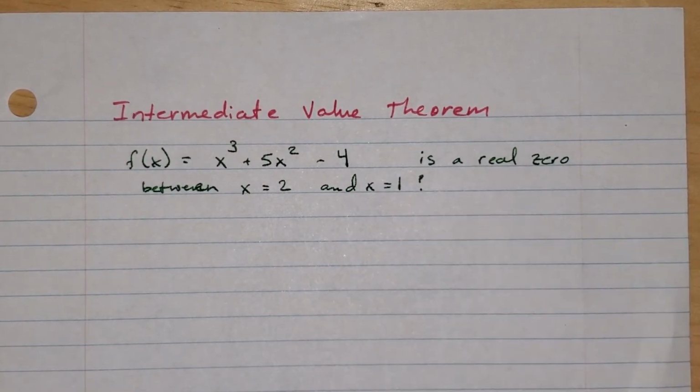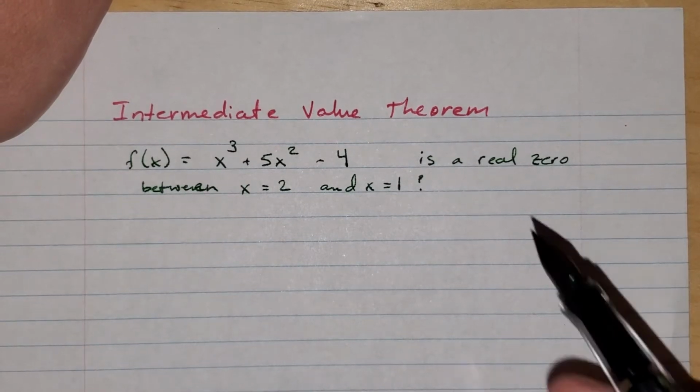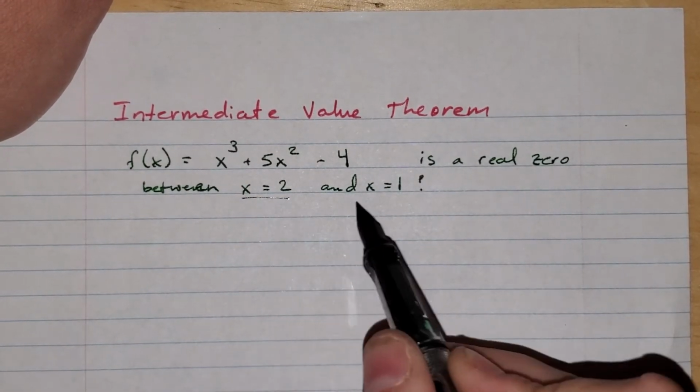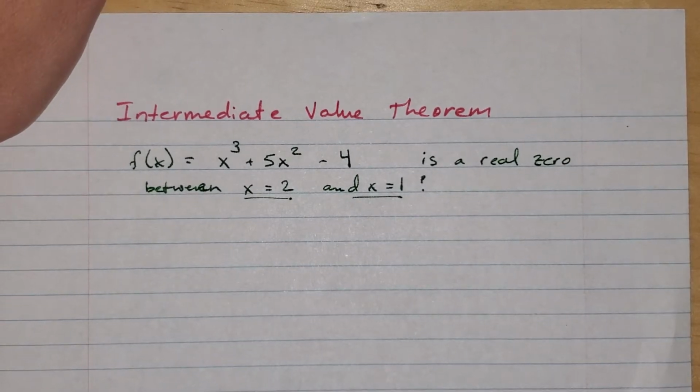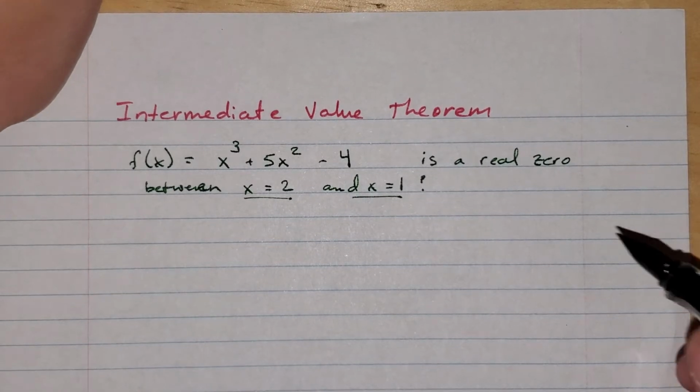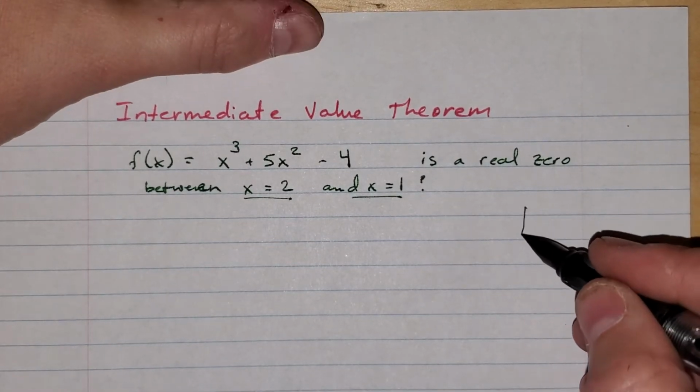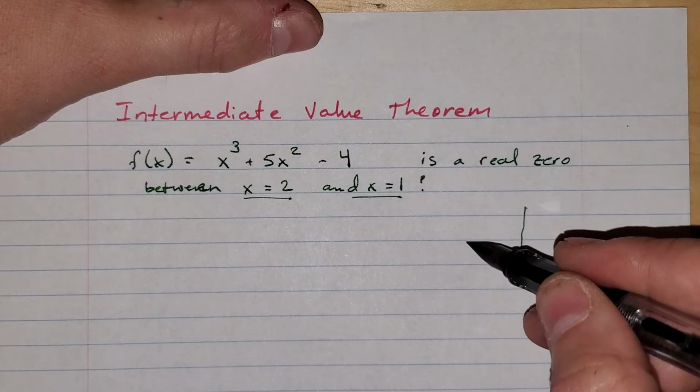So in this case, I've got x cubed plus 5x squared minus 4. And they ask, is a real zero between x equals 2 and x equals 1? Now, I'm going to explain the intermediate value theorem, and then I'm going to show you how to use it. The way the intermediate value theorem works is it's based on the graph of the function.